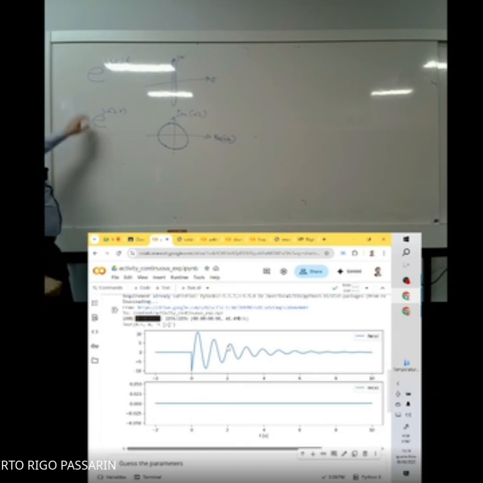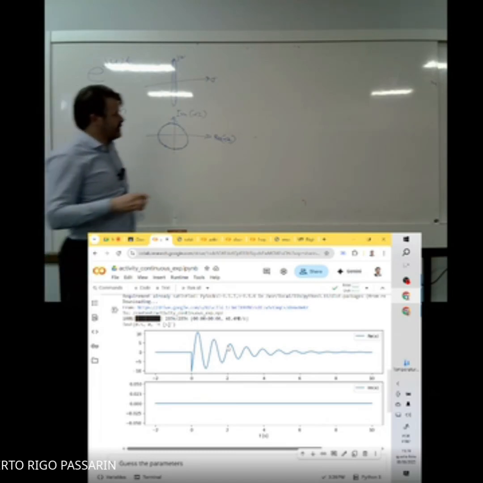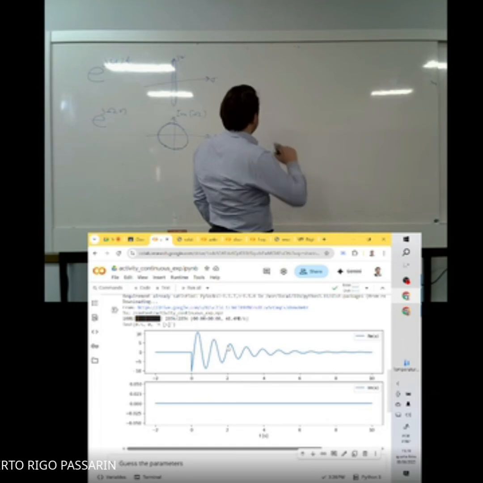What I want to show you is that the family of exponentials of this kind is an orthogonal basis for any periodical signal. What does it mean to be an orthogonal basis?